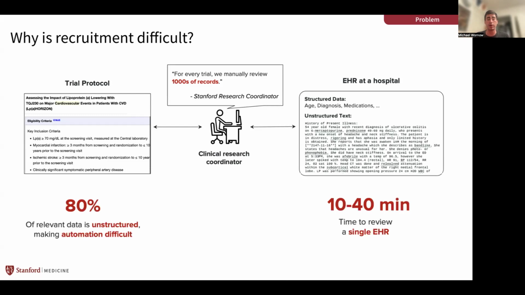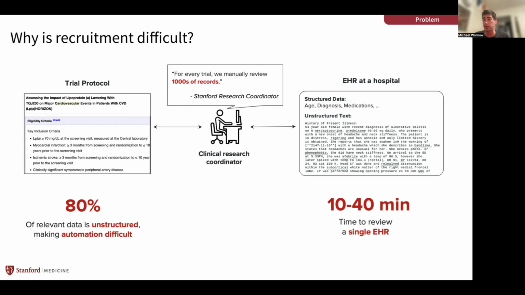And the reason why it's hard is roughly 80% of the relevant data for matching these patients to trials is hidden in the unstructured text within an EHR. And that makes automation very difficult because you can't just look at the structured information and run a SQL query over it. You really have to look through the notes and do that sort of natural language processing in order to understand, hey, this patient actually does meet these criteria, yes or no.